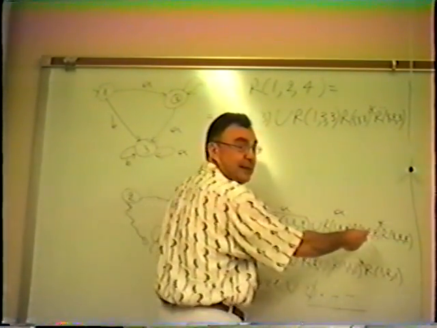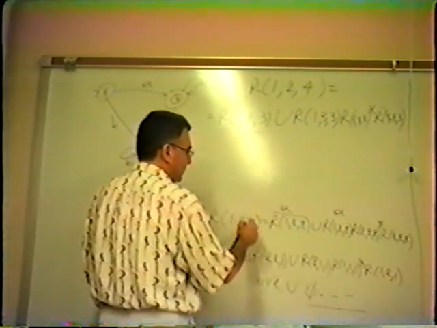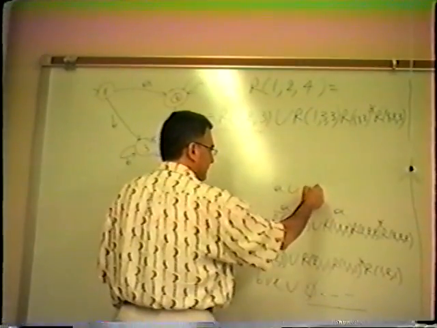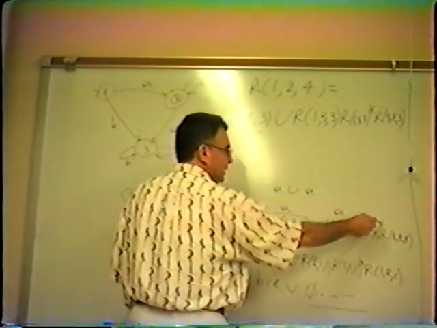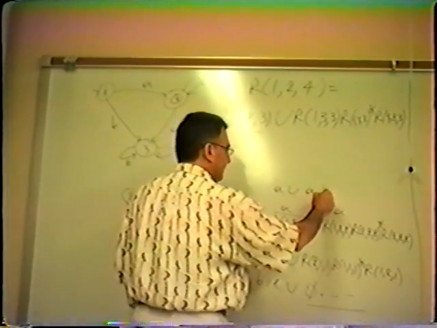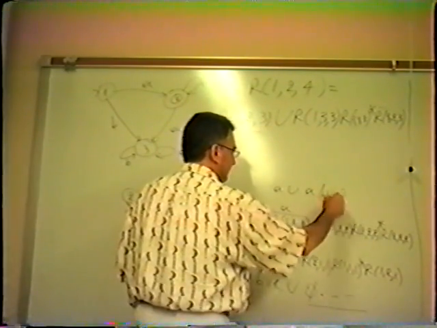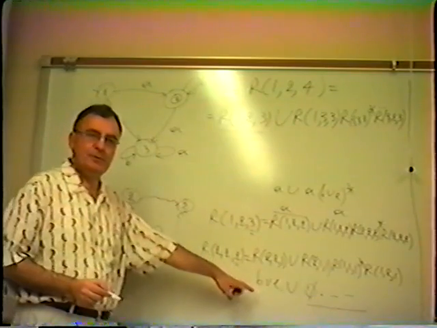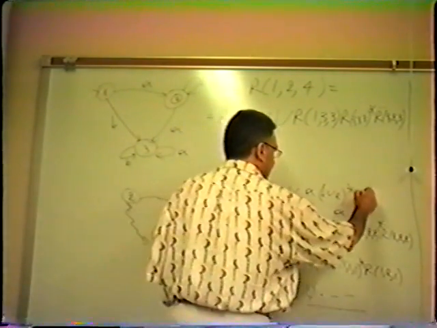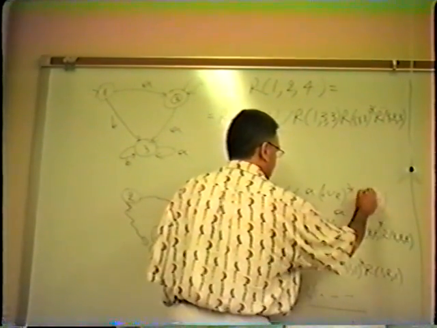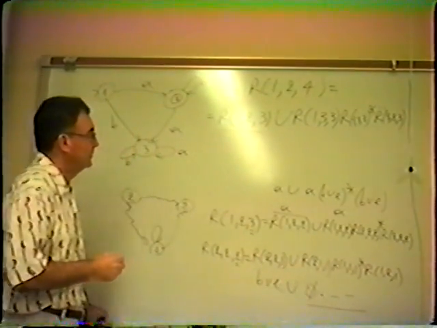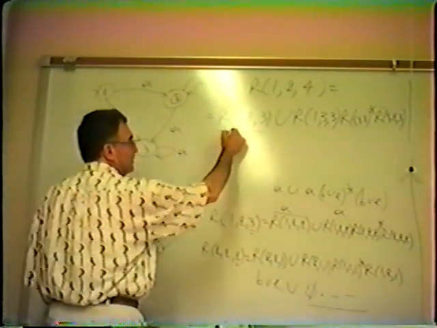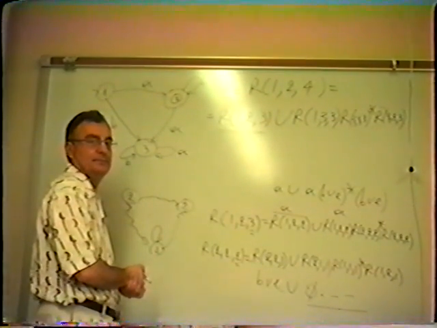So you have B union E star. So far R1, 2, 3 is A union A, then B union E star, followed by R2, 2, which is B union E. So that's R1, 2, 3. You just completed this portion of it.